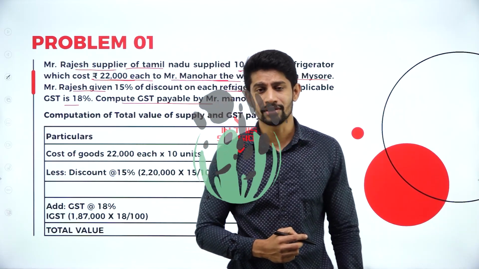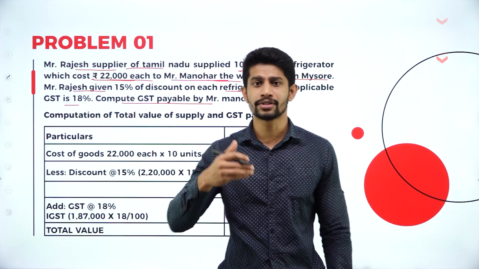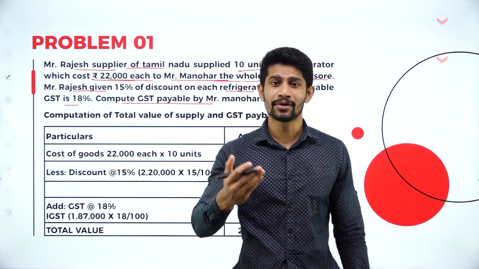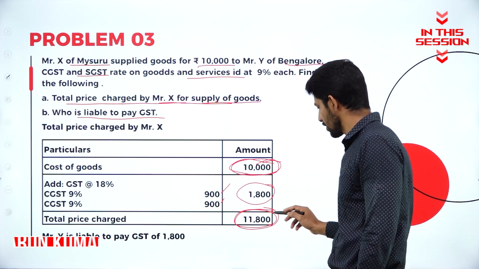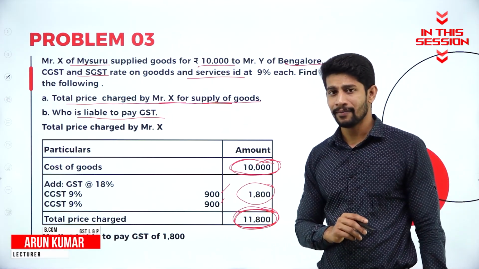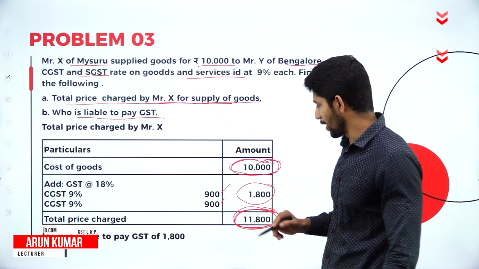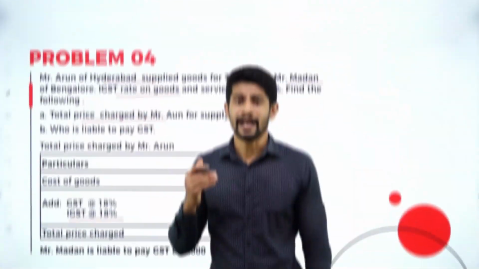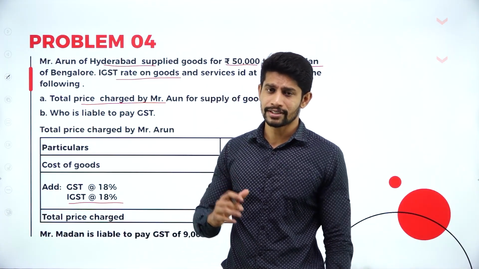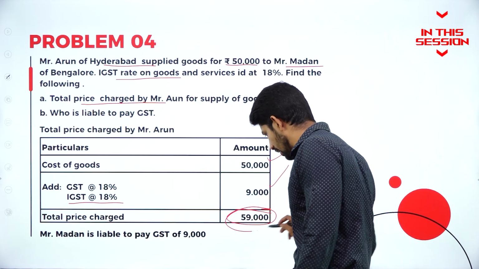GST is a destination-based tax. Destination-based tax is nothing but the person who is going to purchase the product, he is liable to pay the GST to the government. The total amount charged by Mr. X is rupees 11,800 and Mr. Y is liable to pay the GST of rupees 1,800, and 9,000 is the total GST payable, and the total value of supply is how much? It is rupees 59,000.